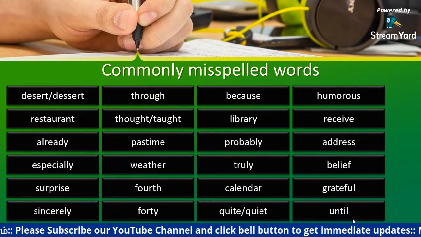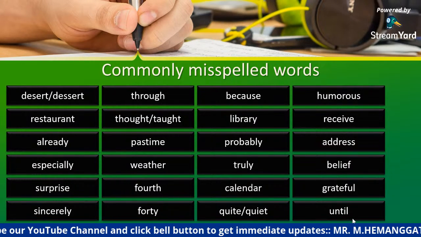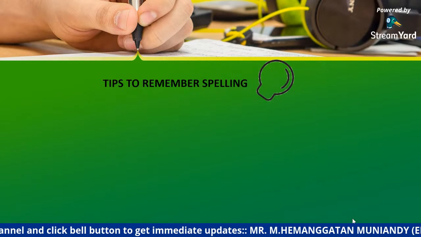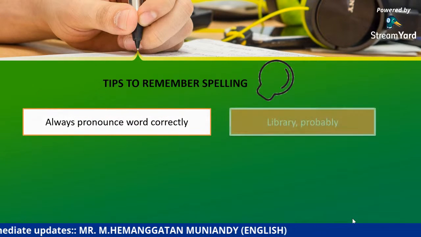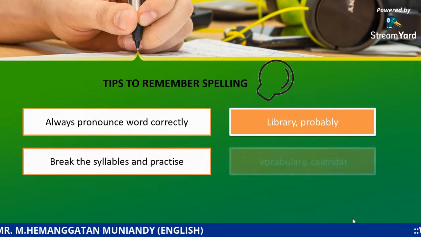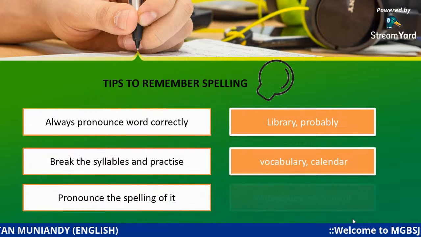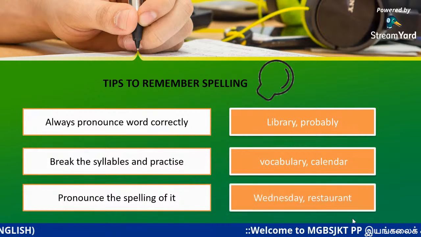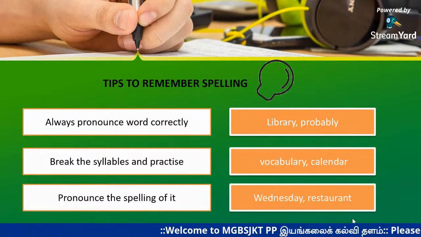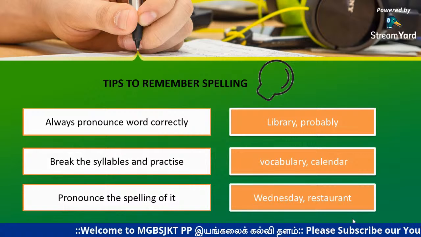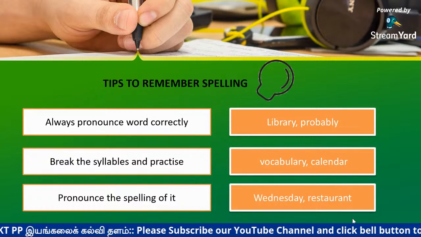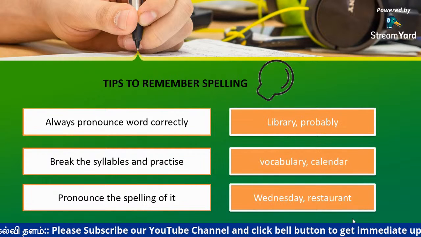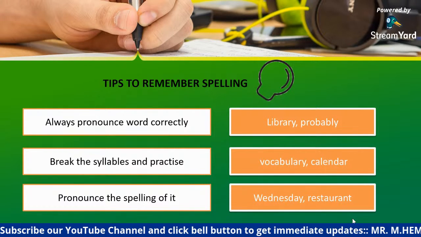Okay, it's time for me to give you some tips on how to remember spellings. Look at this. Trust me, this will be very useful for you, so please take note of it. First of all, always pronounce your words correctly, as in the examples I gave you just now: library, probably.